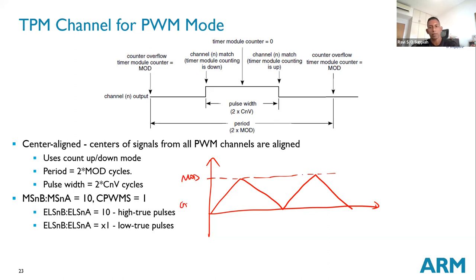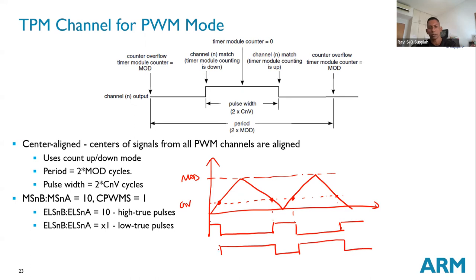Your CNV value is basically the value that you will use to check whether it's a match. So all those instances where it matches, you will trigger the change. In this case, the output that you generate can look like this, or the other way, depending on the high true pulses or low true pulses.